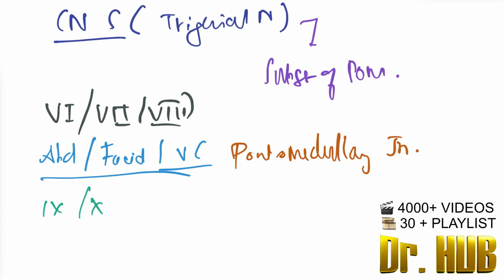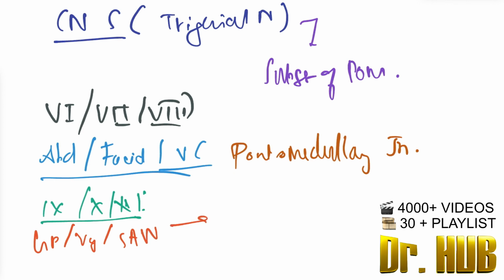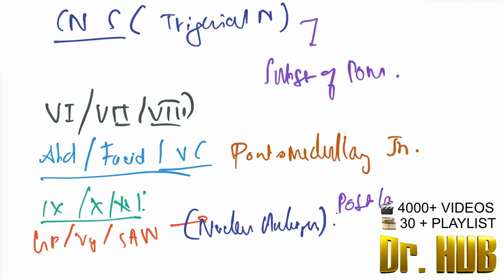Next we look at the 9, 10 and 11. So what are the 9, 10 and 11 called? 9 is glossopharyngeal, 10 will be the vagus, and the 11 is going to be the spinal accessory nerve. In short, we write it as SAN. So here it includes the nucleus ambiguus. They are present in the posterolateral sulcus. So 9, 10, 11 are found in the posterolateral sulcus.